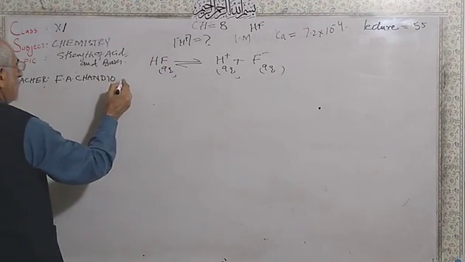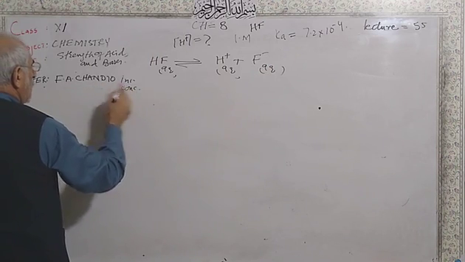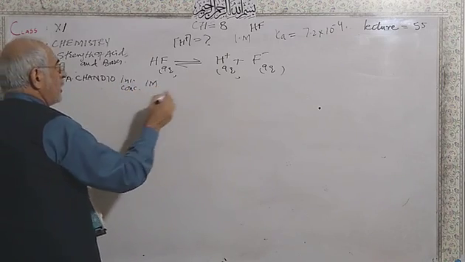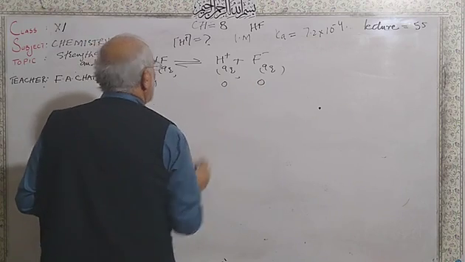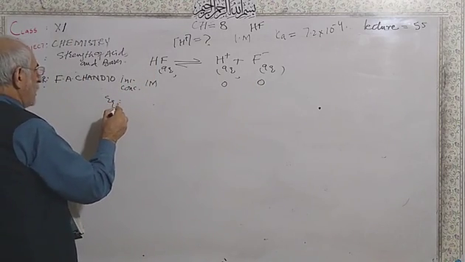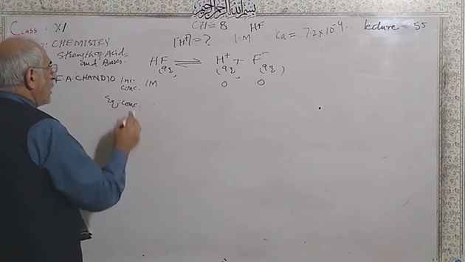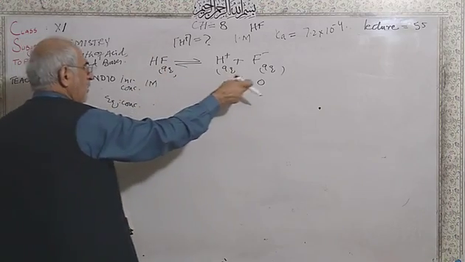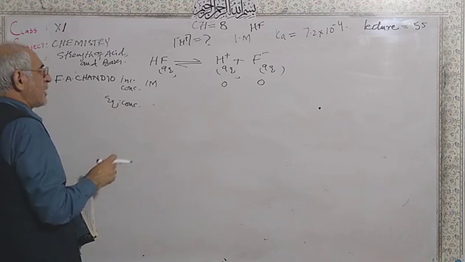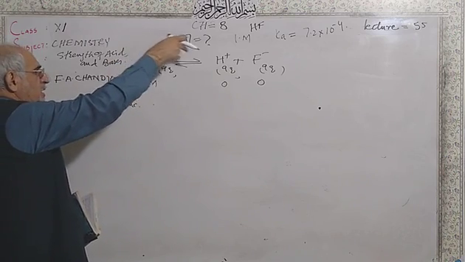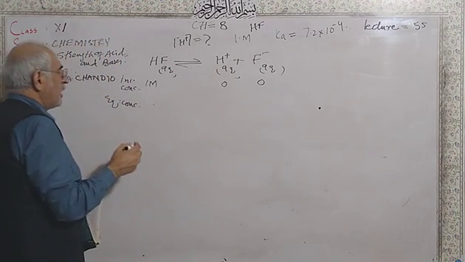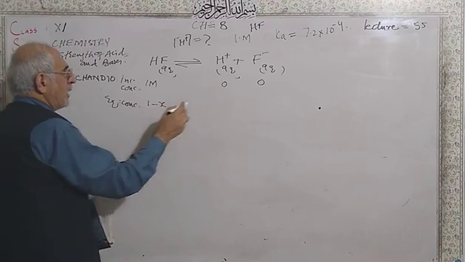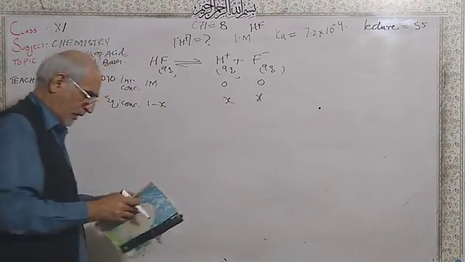This is the initial concentration. The initial concentration of hydrogen fluoride is 1 molar, and the initial concentrations of hydrogen ion and fluoride ion are 0. You have done the equilibrium concentration in the equilibrium chapter. When the reaction goes forward a step, the concentration of hydrogen fluoride decreases and the concentrations of hydrogen and fluoride ions increase. So hydrogen fluoride will be 1 minus X, and the ions will be X and X.